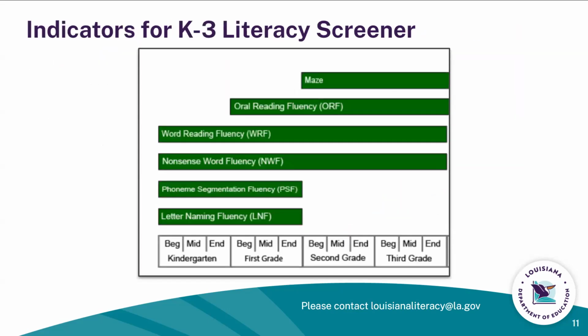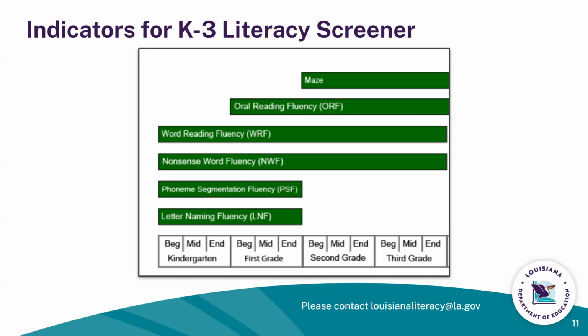The following chart demonstrates the indicators that are assessed by the literacy screening in grades K through 3 at the beginning, middle, and end of each school year. In order to predict which students may be at risk for experiencing reading difficulties, indicators are used to highlight potential areas of support. Kindergarten and first grade assess letter naming, phoneme segmentation fluency, nonsense word fluency, and word reading fluency.